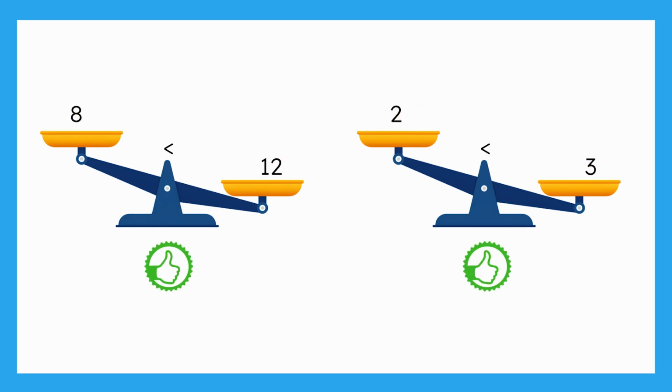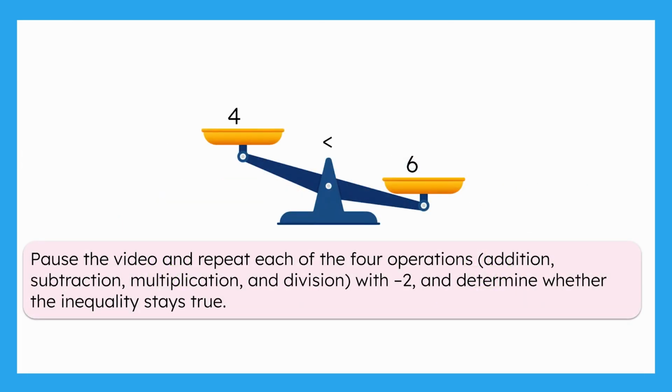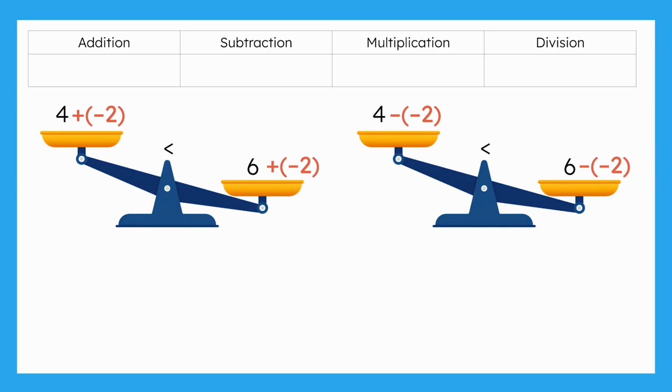I want to consider all the possibilities here. Pause the video and repeat each of the 4 operations: addition, subtraction, multiplication, and division using -2, and determine whether the inequality stays true. Well, that was interesting. Let's see if you ended up with the same results I did. When I add and subtract -2 to both sides, I still had a true inequality in the end. 2 is less than 4 and 6 is less than 8.